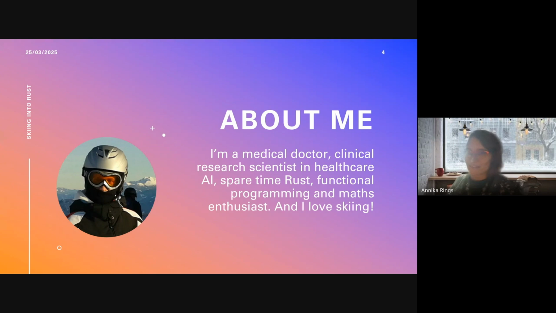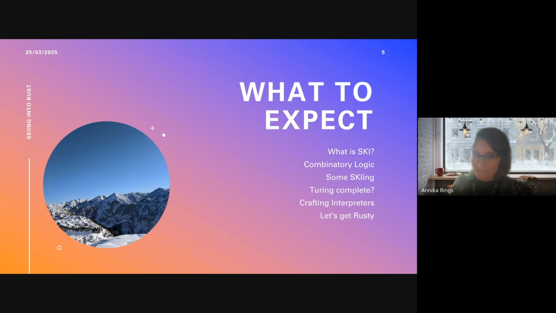But before I go into this, I want to say a few words about myself. I'm a medical doctor by training, and I work in clinical research. So all of the things I'm talking about here, like Rust, functional programming, and maths, are just hobbies for me. I don't have any formal education or professional background in this, so take it all with a pinch of salt. And I also like skiing, but that's not the kind of skiing that I want to talk about.